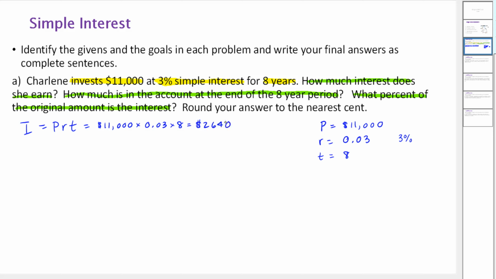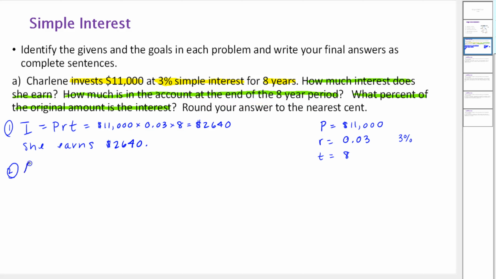So as a complete sentence, she earns $2,640. So that was our first question. Let's look at the next one. How much is in the account at the end of the 8-year period? So since it says at the end of the 8-year period, that means we want to find the end amount.